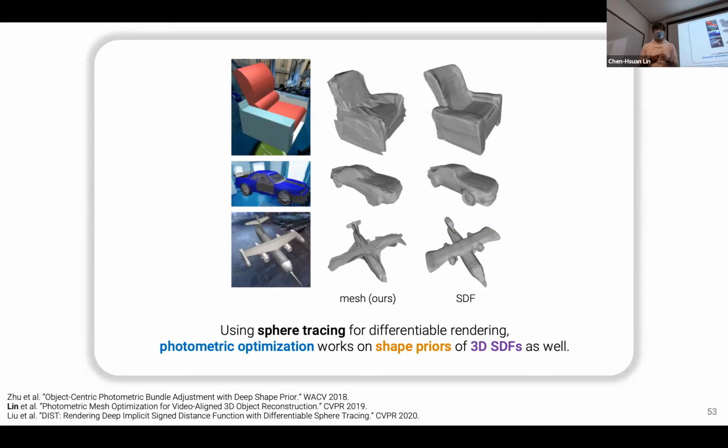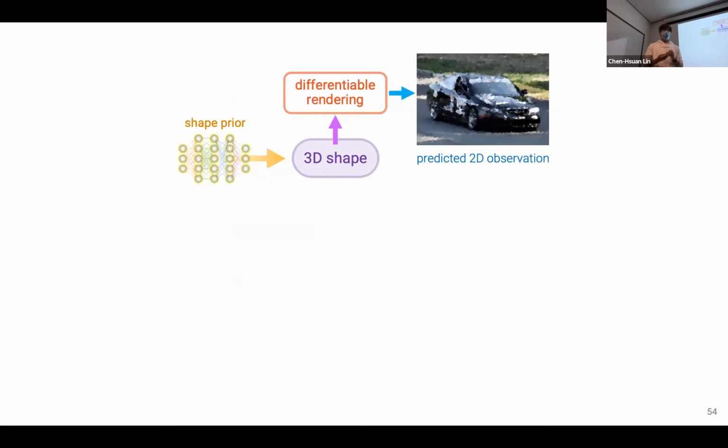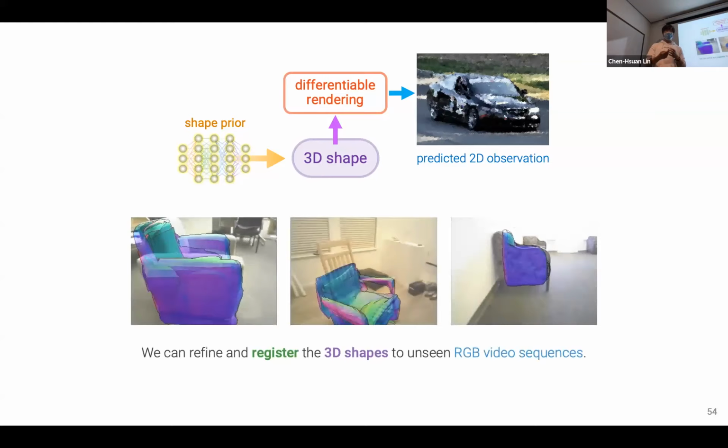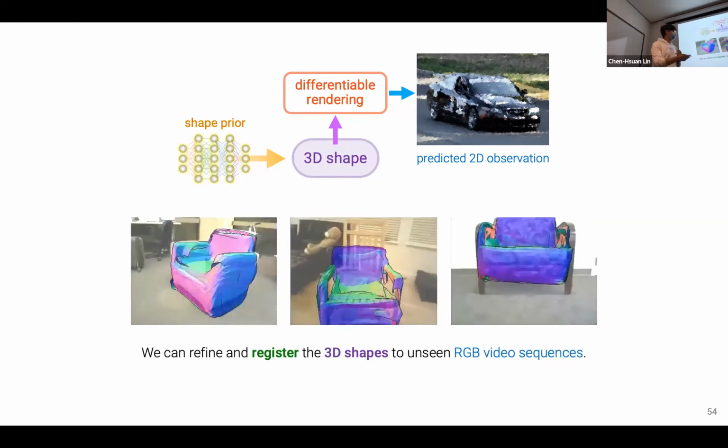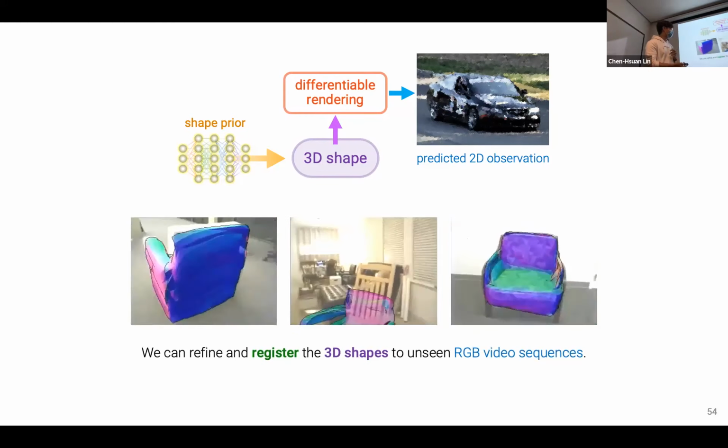Okay, so I think we only have 2 minutes, so I'll briefly go over our latest work. We saw that we can utilize these pre-trained shape priors to refine these 3D shapes to the test video sequences during test time. So these are basically the results that we just saw.